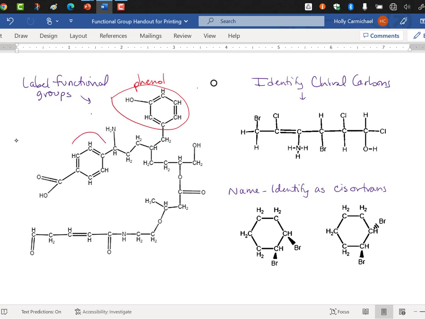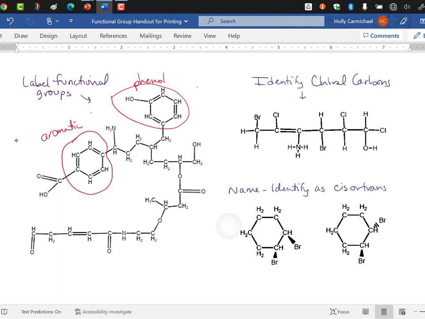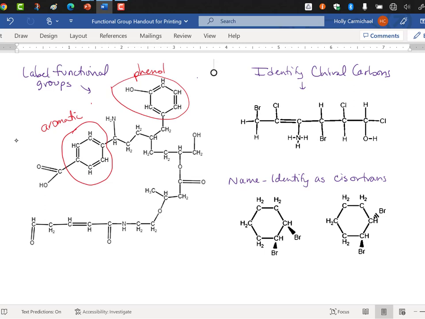Okay, the other ring is the aromatic. And this is what I told the day class: an easy rule of thumb when you start identifying these is to first look for any six-membered ring. They're either a phenol or an aromatic, right? If it's a six-membered ring with alternating single and double bonds. So first, identify the aromatic and the phenol.